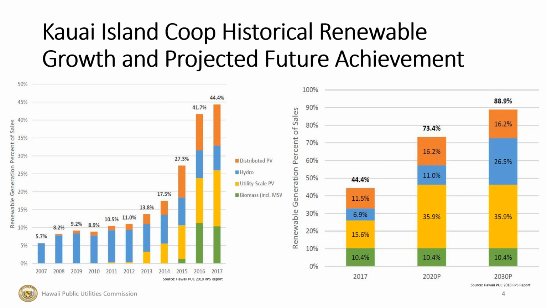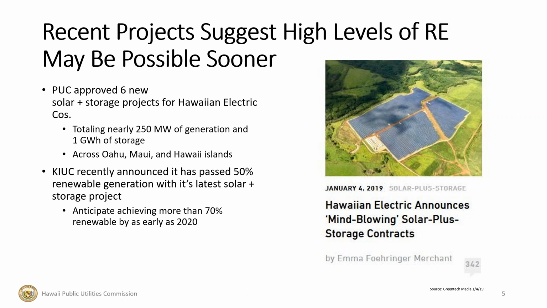I think the dramatic cost declines in the technology, particularly for solar PV as well as energy storage, suggest that we may be able to achieve some of our goals even faster than the statutory timeline. In the last several years, all of our electric utilities have announced new projects for renewables paired with long-duration energy storage at record-setting prices. In the most recent solicitation, prices have come in around $0.08 to $0.10 for PV paired with storage, and this is 4 hours of storage. And the PUC just recently approved six of these projects.